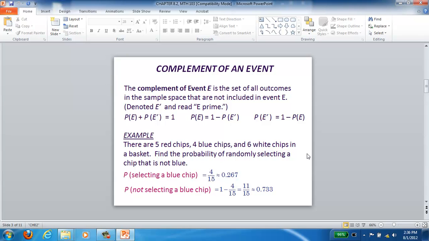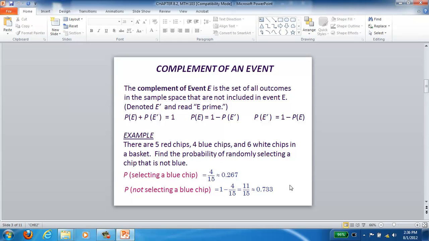For example, what is the probability to pick up an ace from a deck of cards? This is 4 over 52 because we have 4 aces over 52 cards. What is the probability of not choosing an ace? In this case it's going to be 48 over 52 because we have 48 cards that are not aces.